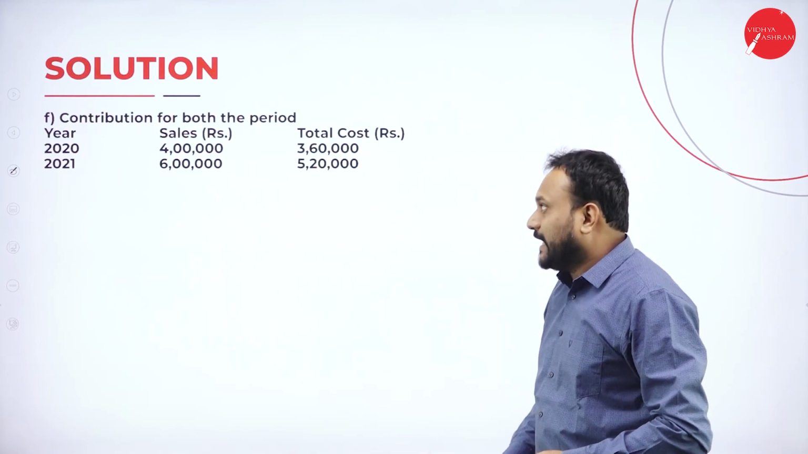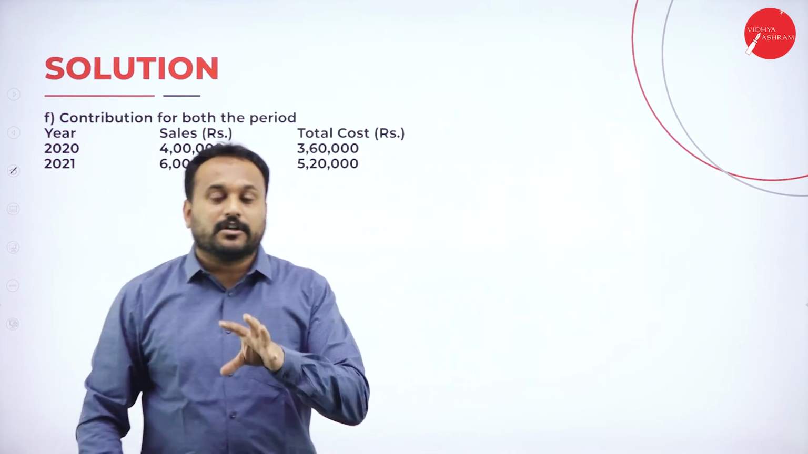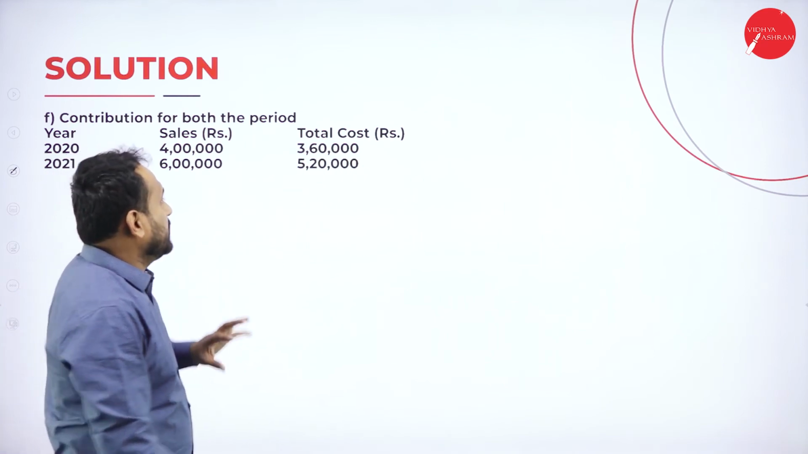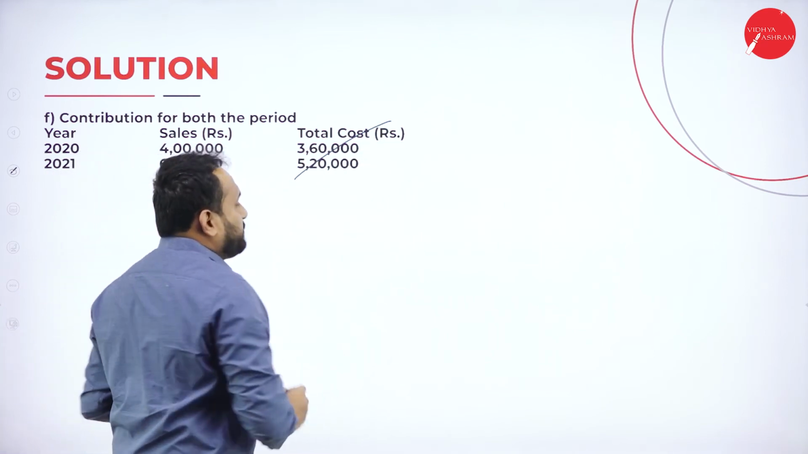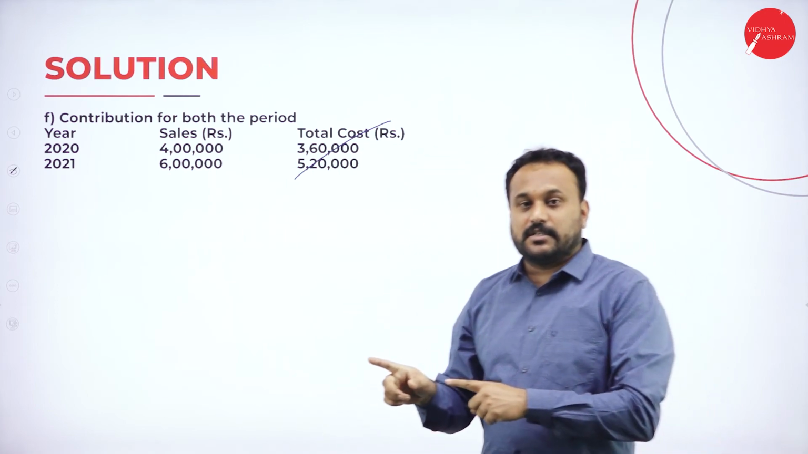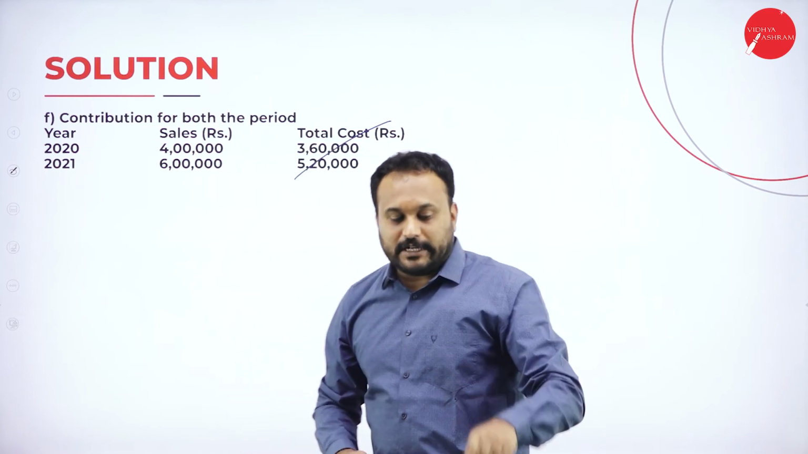After sales, we have the last one, that is contribution for both the periods. Again, here also, when you go with contribution, you don't need this entry. That means throughout the question, you don't need your total cost. You only need your sales and profit. So let's go with this.